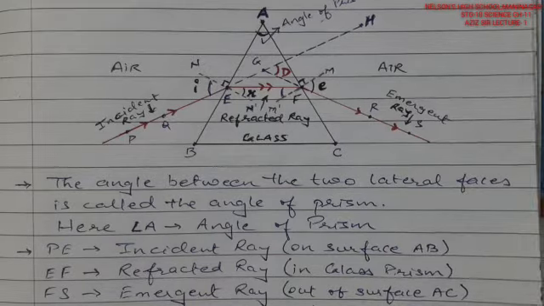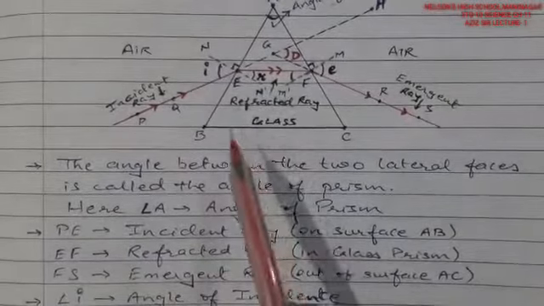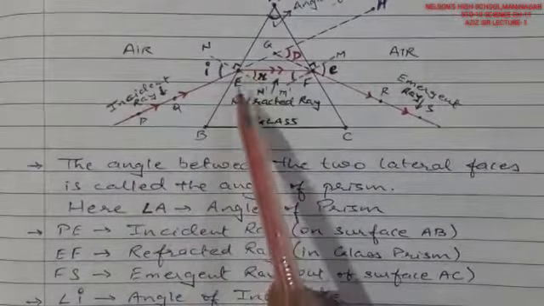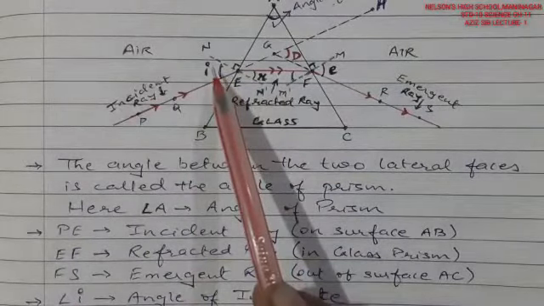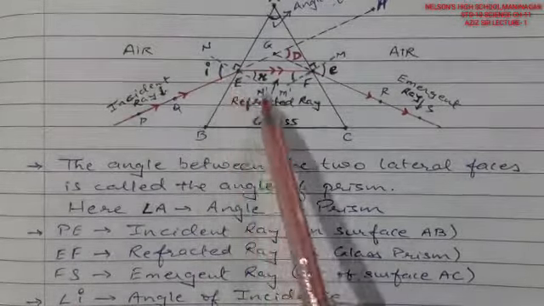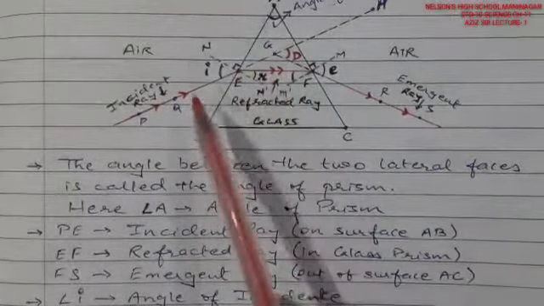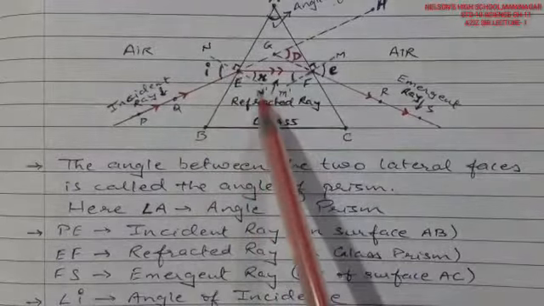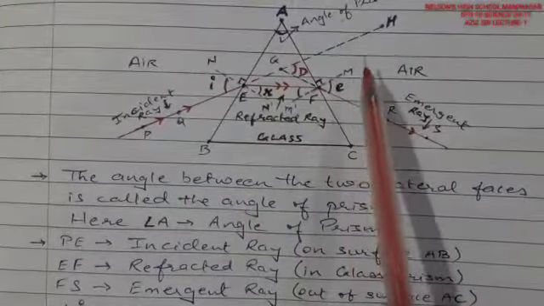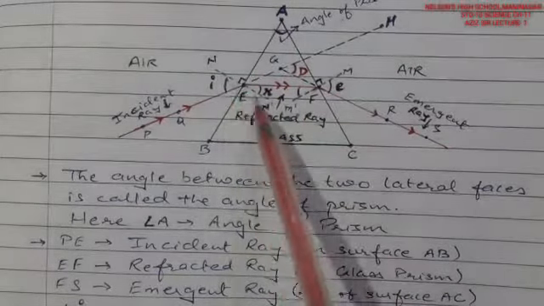Now we'll start with the angles. One more thing: where it is getting bent from. The incident ray which is striking the surface bends with respect to a perpendicular direction. This perpendicular direction is called the normal. So on the surface AB, the normal is N dash, and the normal on surface AC is M dash. This is a normal here and this is a normal here.